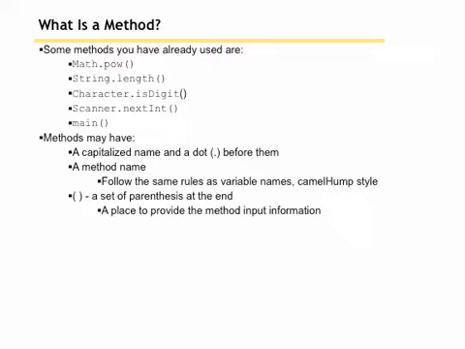The method name follows the same rules for variable names and uses camel casing style or camel hump style. And then methods are always followed by a set of parentheses. They can be empty, but if we have to send information to a method in order for the method to do its job, the values we're sending will go inside those parentheses.